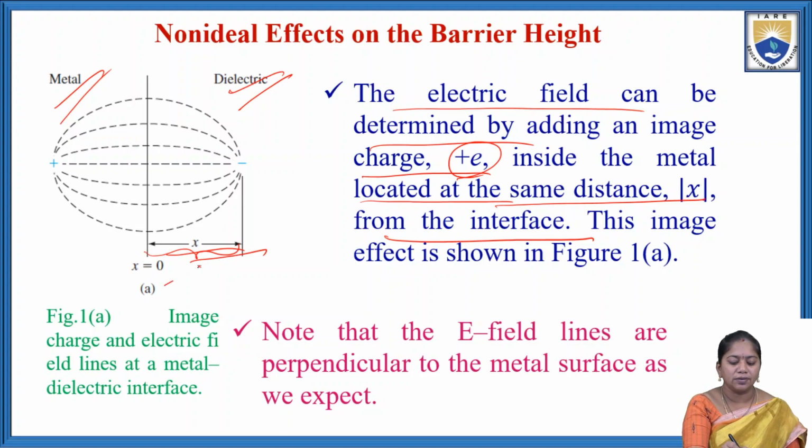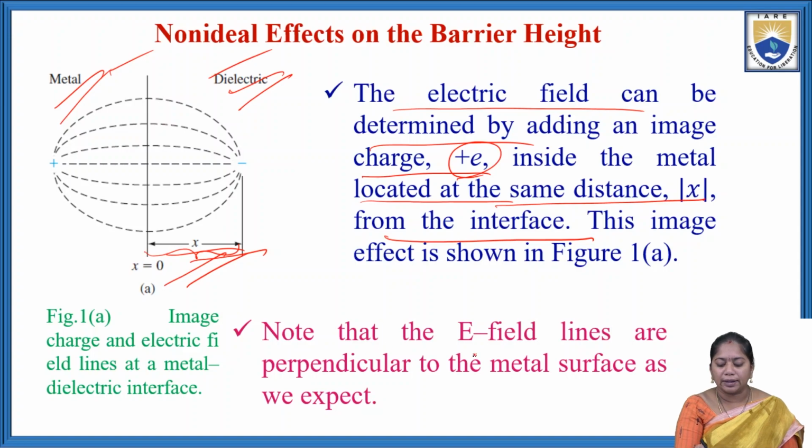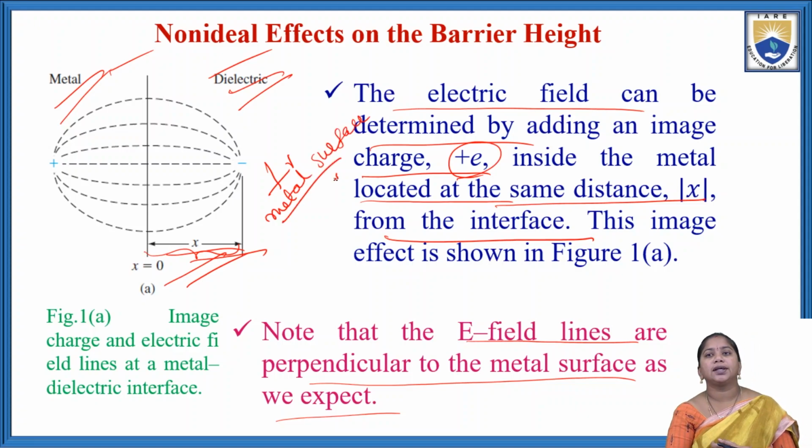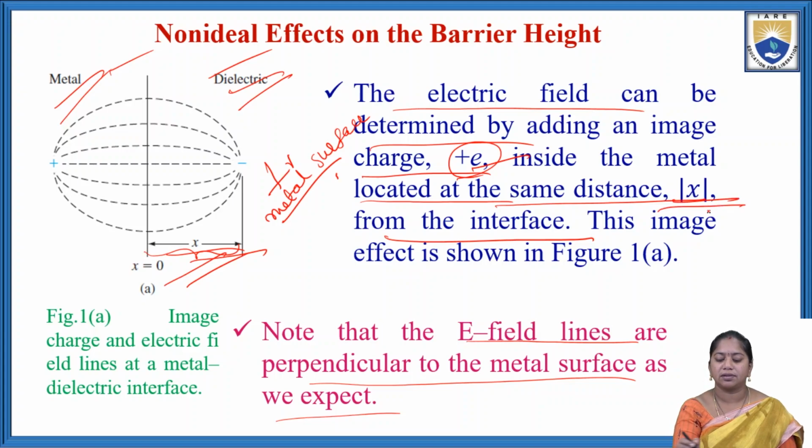This effect is shown in this figure: image charge and electric field lines at the metal and dielectric interface. Note that the electric field lines are perpendicular to the metal surface, as we expect. The electric field can be determined by adding an image charge plus e inside the metal, located at a distance x from the interface.